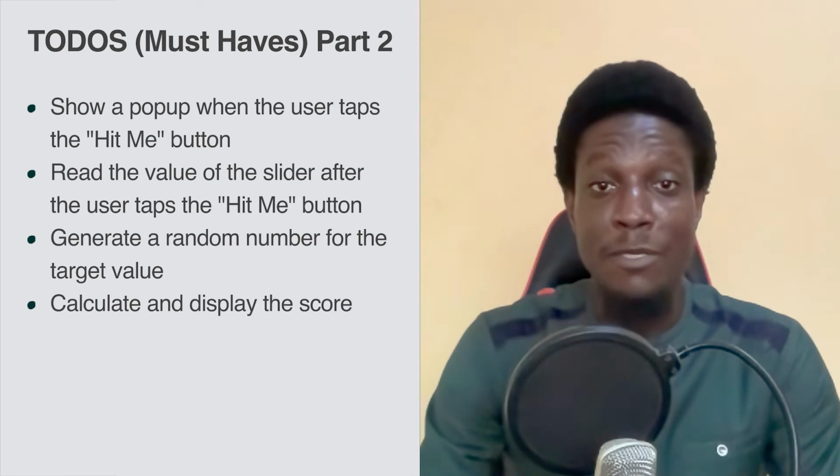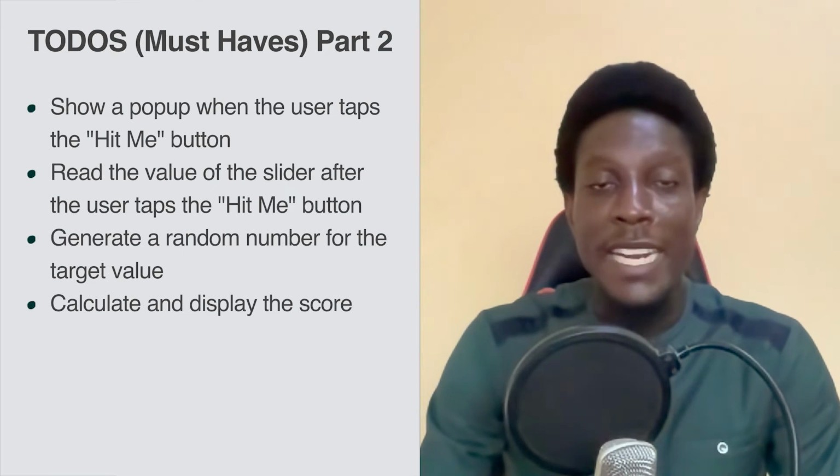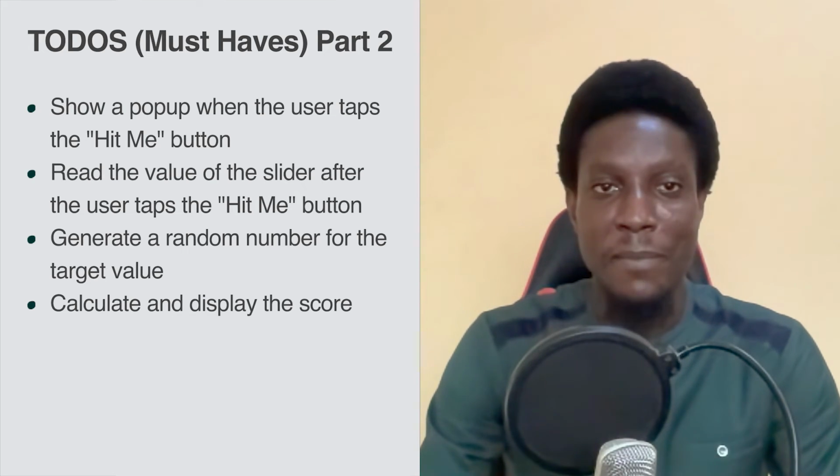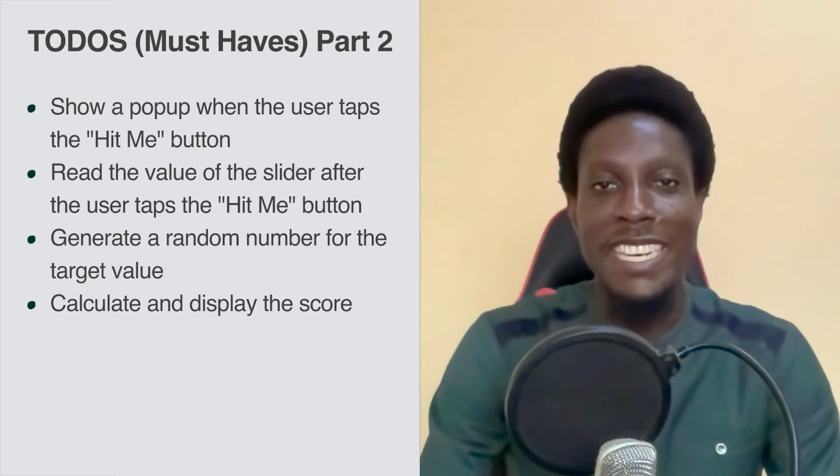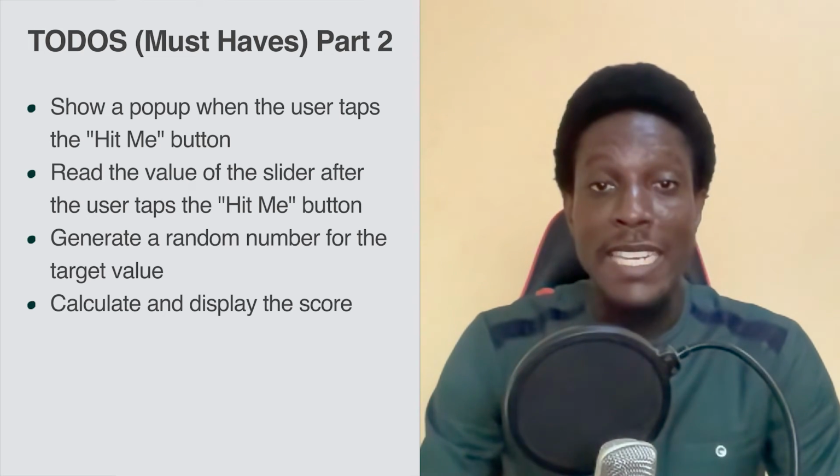If we finish the items on this list, then we can have a minimum viable product, popularly known as an MVP. It may not be pretty like an app you get on Play Store, but at least you can play the game. We will check off the items in this to-do list in this course.